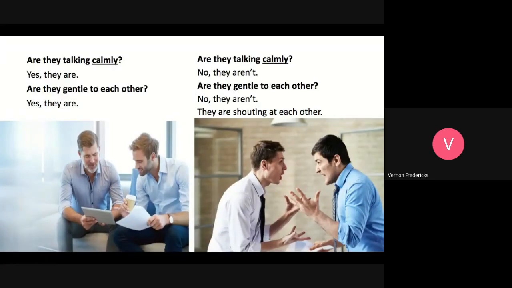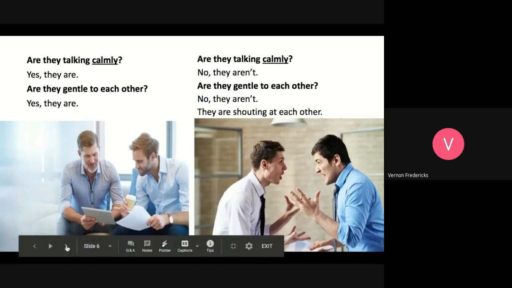So calmly means speaking in a nice manner, speaking in a calm manner, speaking in a gentle manner. Yeah, speaking in a way that people can understand you and people can hear you. Okay, picture number 2 is not a good example of how to speak to each other.